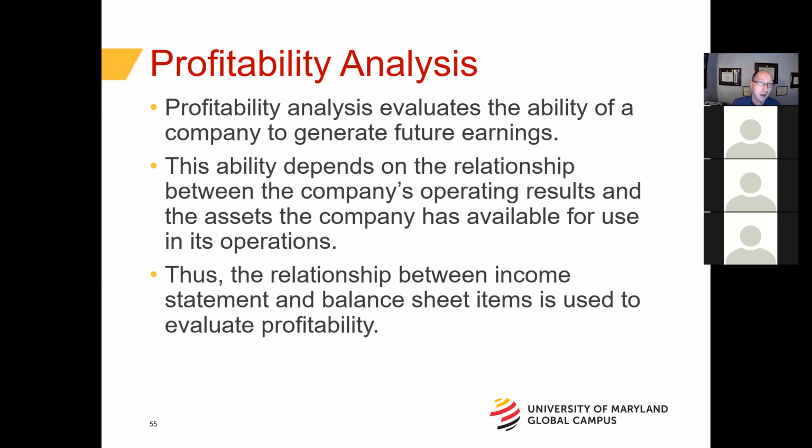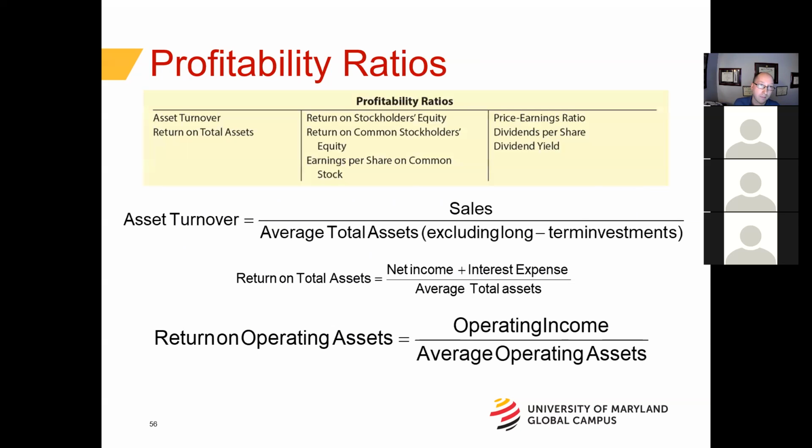Profitability depends on the relationship between the company's operating results and the assets the company has available for use. I said earlier that the property, plant, and equipment, which are fixed assets, the company utilizes in order to generate sales. So we're going to look at the company's ability to utilize those assets to generate sales. And we also look at the relationship between the income statement and balance sheet. There are several of these ratios. You don't need to know them all. It's just good to understand how they work.